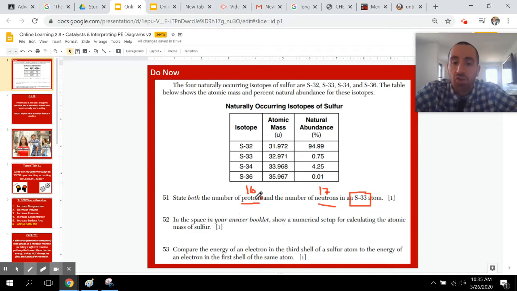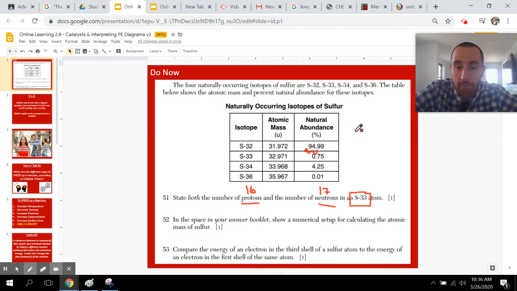Number 52, in the space in your answer booklet, which we don't have, we're going to do it off to the side: show a numerical setup for calculating the atomic mass of sulfur. All right, this is where it gets a little tricky. This is going to be tough for me to write down here. But the rule is you take the mass and you multiply it by the percent abundance as a decimal. There's a couple of ways to do this. Some of you who are really good at math could also just multiply across, add them up, and then divide by 100. But the way we learned it in class was the following. We moved the decimal point 2 to the left.